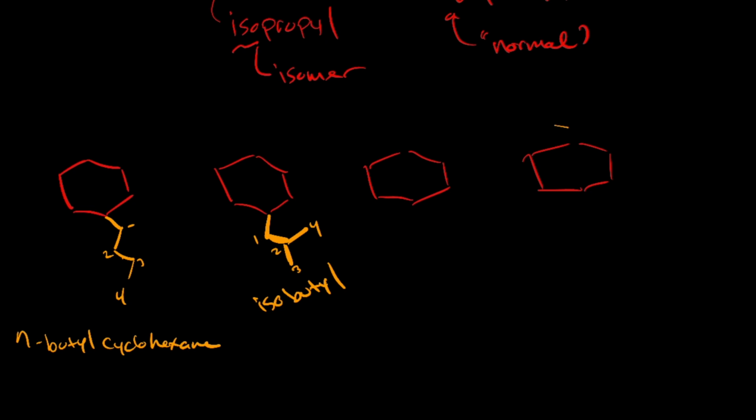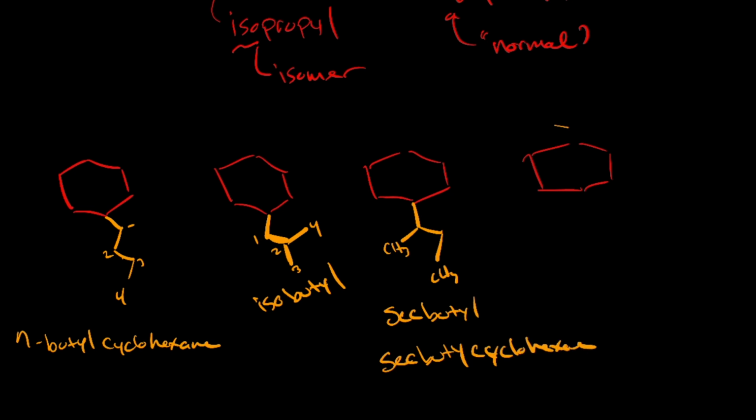Now, what about if you were to take that extra carbon and it were going to come off like that, right? So now I've got this as a CH, a methyl sticking out here, and that's a CH3. That actually has a name too. That's called sec-butyl. All right, so I could say, draw me a sec-butyl cyclohexane, and you would draw that.